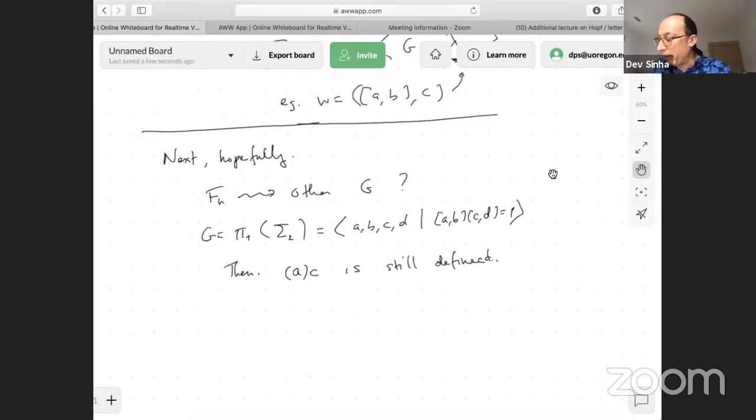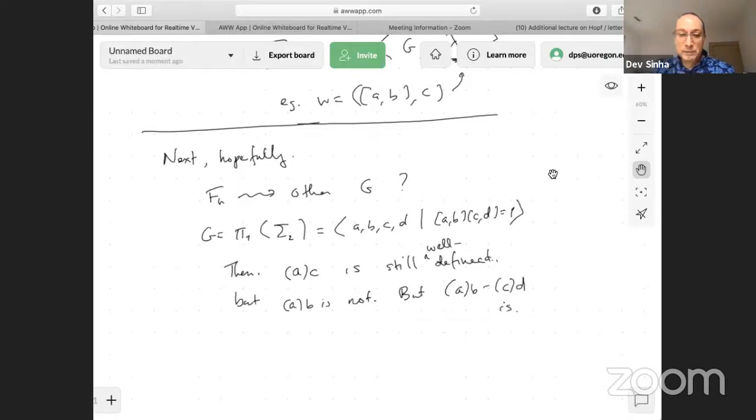So what is that again? That's counting C's which occur between A and B, and that's because there's no relation with commutators of A and C, but AB is not well defined here, but AB minus CD is.